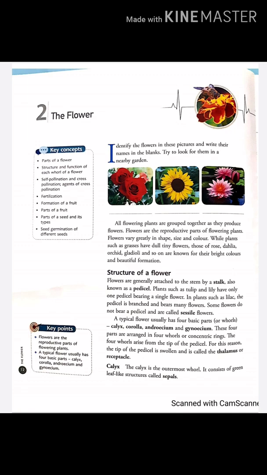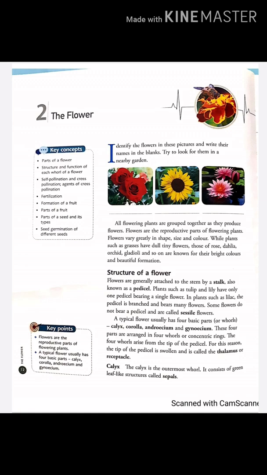The seed: the ovules present in the ovary develop into seeds after fertilization. A fruit may have one seed as in mango and plum, or many seeds as in apple, lemon, orange and tomato. The seeds of different plants show great diversity in size, shape and appearance.